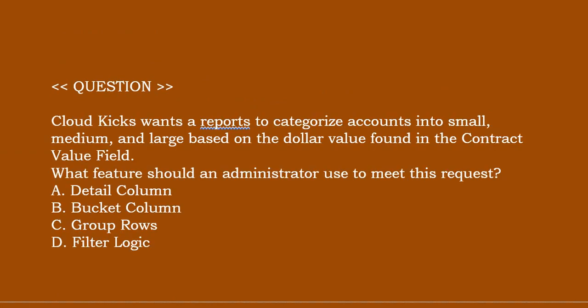Next one. CloudKicks wants a report to categorize accounts into small, medium, and large based on the dollar value found in the contract value field. What feature should an administrator use to meet this requirement? Option A, detail column. Option B is bucket column. Option C is group rows. Option D is filter logic. Correct answer is option B.